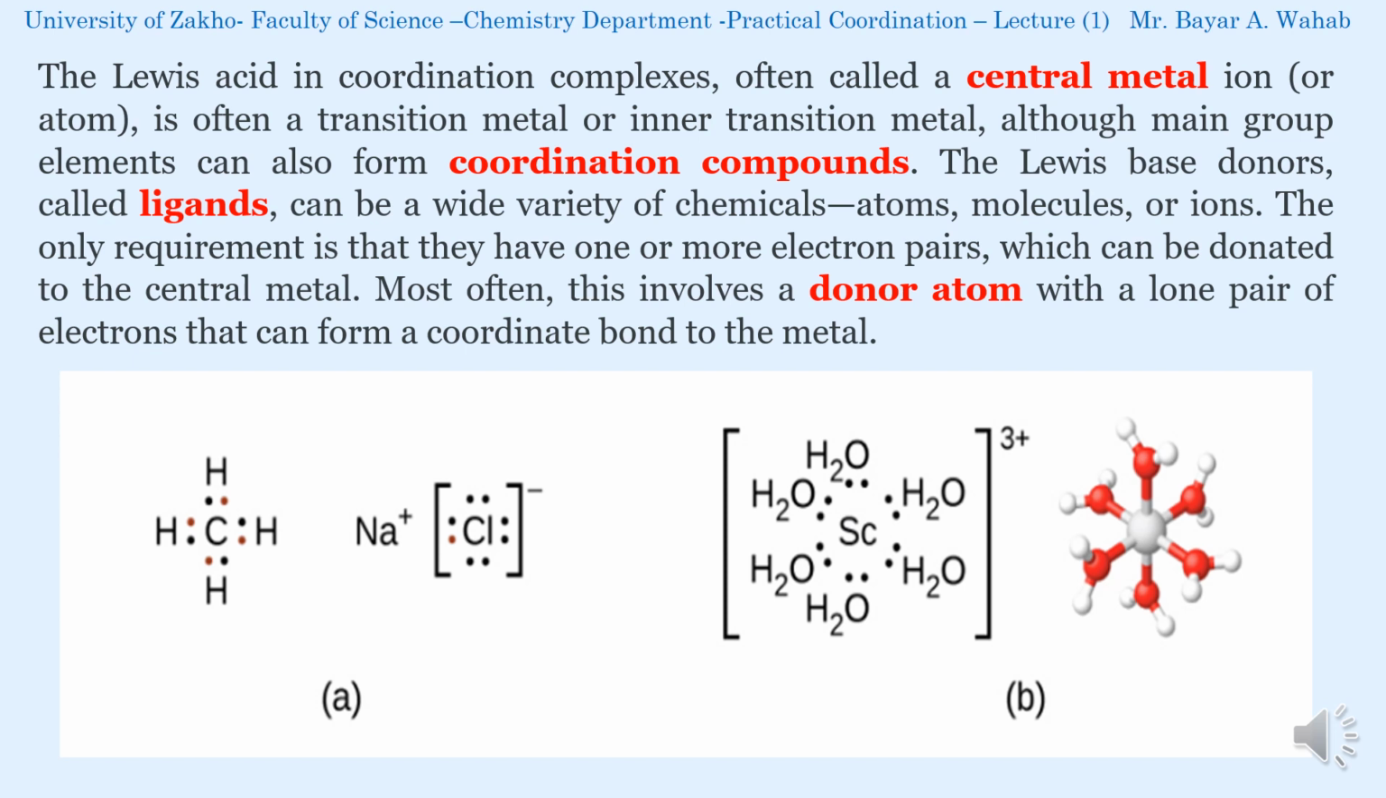Most often this involves a donor atom with a lone pair of electrons that can form a coordinate bond to the metal.